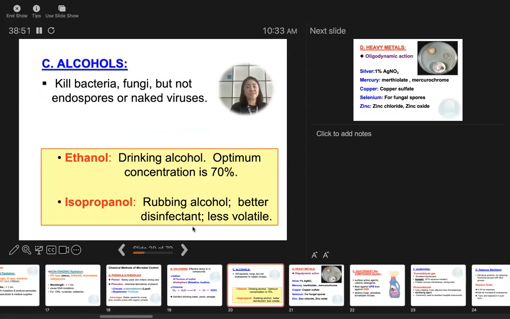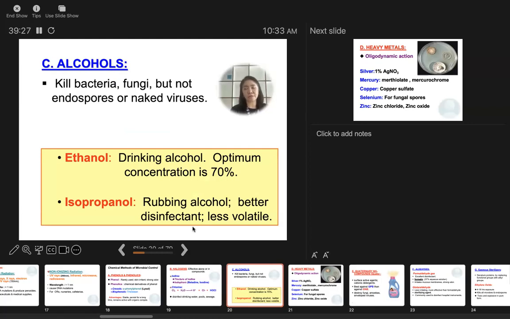Of course, there is also alcohol, which we bring with us every day. It can kill bacteria and fungi, but not really endospores or naked viruses. So we have many options we can use, aside from isopropyl, which is a usual component in rubbing alcohol. Ethanol can also be used, but ethanol is considered a little weaker compared to isopropanol when it comes to disinfection. So isopropanol is a better disinfectant, and less volatile.